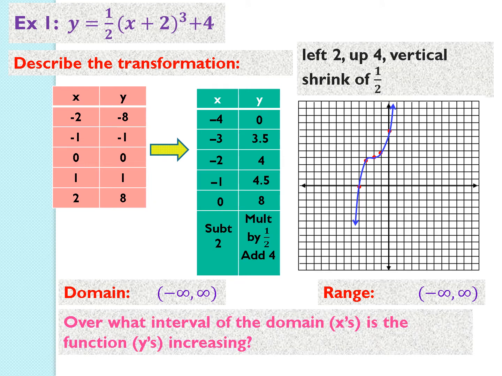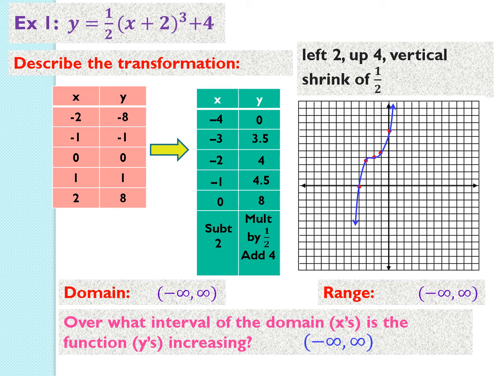Now let's look at this interval. It says over what interval of the domain, so remember your domain is the x's, and the function is your y values. So over what interval of the domain is the function increasing? Well, when you read your graph from left to right, this function is constantly increasing. So it doesn't really have a decreasing place. It's consistently increasing. So therefore, we can say it's increasing over the entire domain, which is negative infinity to infinity.